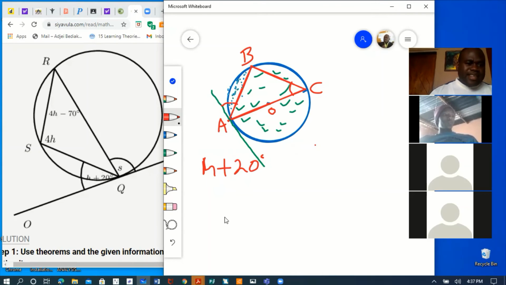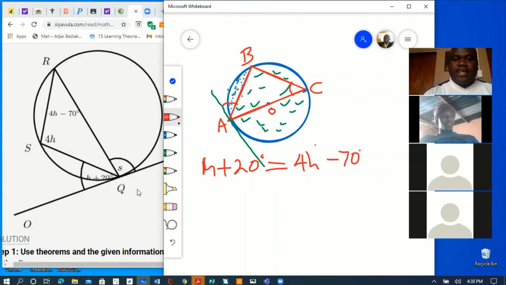Which means some angles here must be equal. Which angles are that? Angle Q and angle R. Remember, for angle Q we have three different angles: this is 1, this is 2, this is 3. Which of them are you talking about? Q1. The one that is H plus 20 degrees. Perfect. It means the H plus 20 degrees that I've written here should be equal to what? 4H minus 70 degrees.